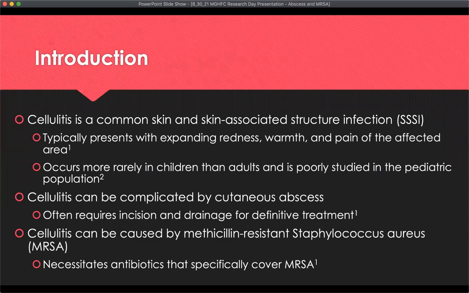Cellulitis can be complicated by formation of a cutaneous abscess, which often requires incision and drainage for definitive treatment. Importantly, cellulitis can also be caused by methicillin-resistant Staphylococcus aureus, or MRSA, that can be detected by culturing purulent drainage or abscess contents when present, and necessitates treatment with antibiotics having specific coverage.